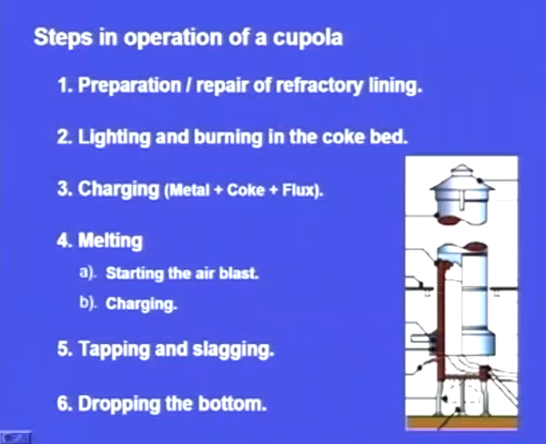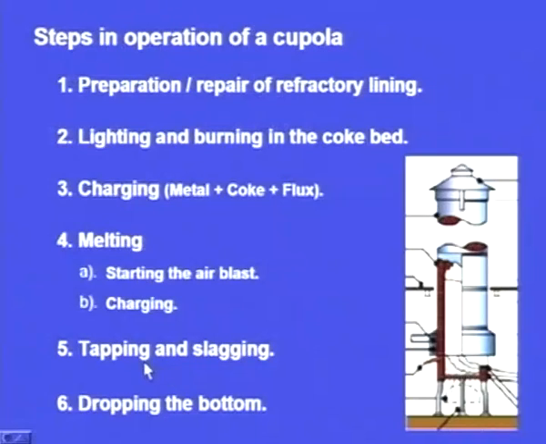Next one, then the charge starts melting, next is the melting. When the charge is about to melt, we have to send the air blast. Here are the tuyeres, we send the air inside the furnace, and because of this air the combustion intensifies and it completely melts. And after the molten metal is ready, next step is tapping and slagging. We have to tap the molten metal into a ladle, and before that we have to tap out this slag.